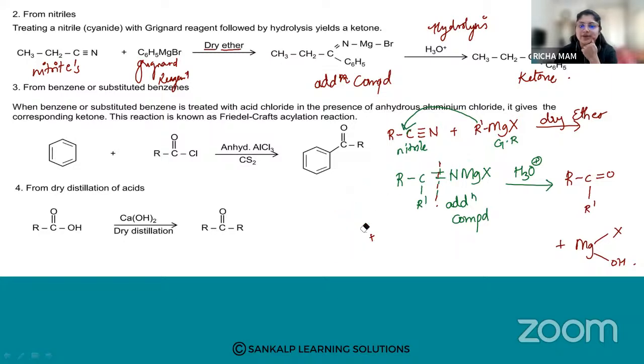So this will undergo hydrolysis. The addition compound will undergo hydrolysis, and upon hydrolysis it will give you a ketone. So nitriles, what we are doing, we are reacting with Grignard reagent. R dash will react at this carbon and you are going to get an addition compound. This addition compound upon hydrolysis will give you a ketone. So ketone is the main product obtained. Fine. So let us see one example now.